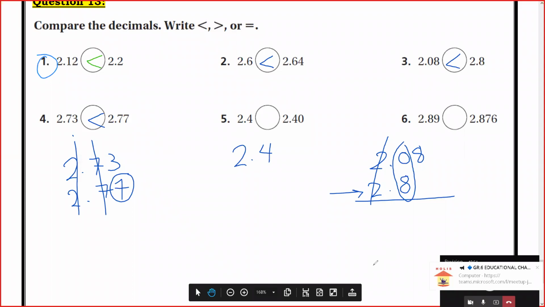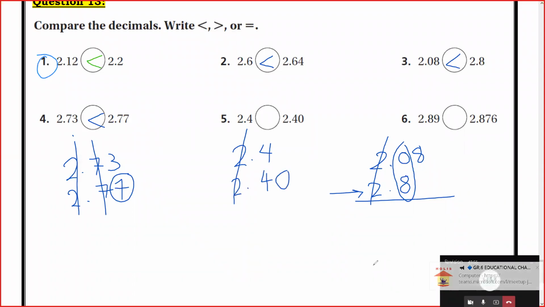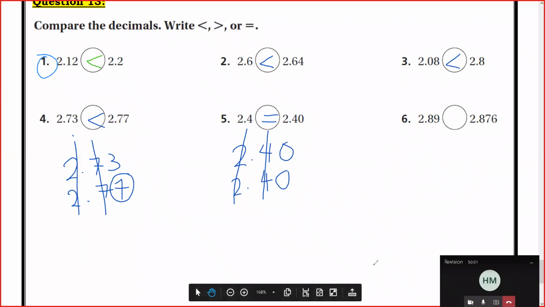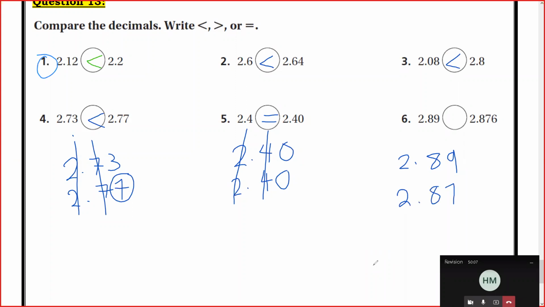2.4 and 2.40. Yalla. 2 with 2, 4 with 4. They are equal. Good job. And the last one here, 2.89 and 2.876. Yalla.